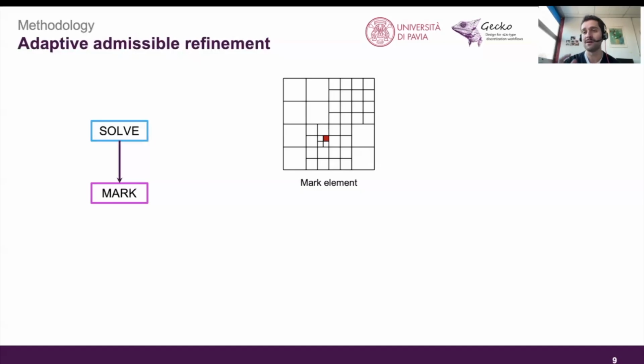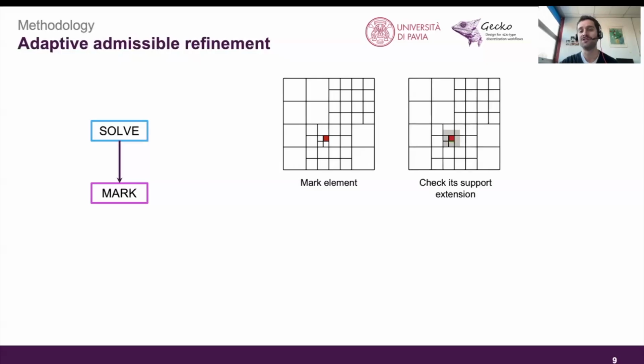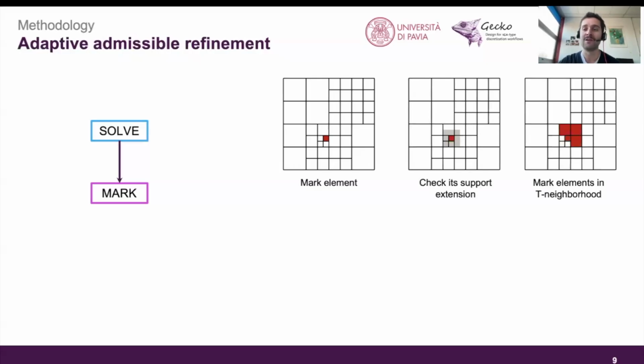And so, if we hypothetically had an element marked like the one I'm showing on the slide, we essentially check its support extension, and then we mark elements in the T neighborhood, which is the intersection of the support extension, which is this gray area, with the elements in the parent domain. And you see these elements are the three elements that I additionally marked for refinement.